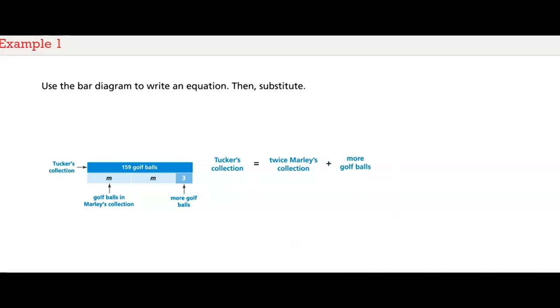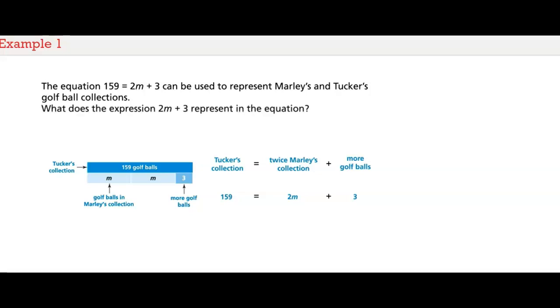Now substitute the information into the equation. 159 is equal to 2 times M plus 3. The equation 159 is equal to 2 times M plus 3 can be used to represent Marley's and Tucker's golf ball collections. What does the expression 2 times M plus 3 represent in the equation?